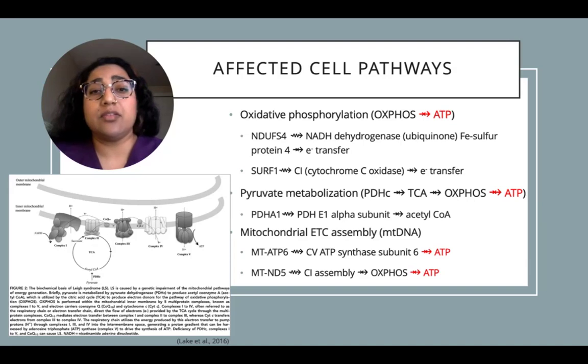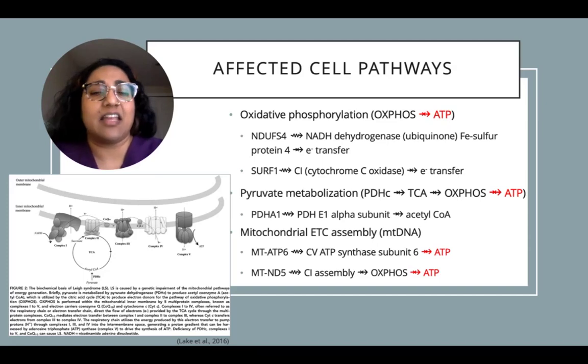Lastly, we have the 2 mitochondrial genes most implicated in LS. MT-ATP6 encodes a subunit of ATP synthase, also known as complex 5, in the ETC. As we already know, this complex is the final step in the chain and generates most of the normally functioning cell's ATP.